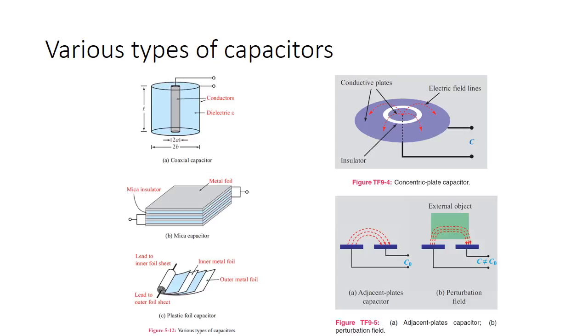On the right-hand side, we see some more exotic capacitors: conductive plate capacitors, where you have a plate surrounded by another plate on the outside, and you can induce charge from one plate to the other. And then underneath that, we have adjacent plates capacitors, or perturbation field capacitors. Generally, these are not used in traditional electrical design. They're more used for sensors and for very specialized electrical equipment, or if you're trying to do special scientific experiments on something.